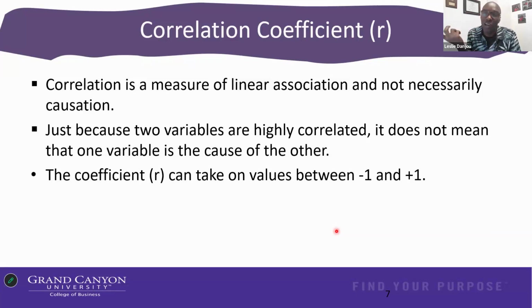You guys are going to see R. All right. Correlation is a measure of linear association and not necessarily causation. How are these two things correlated together? How does your independent variable and your dependent variable match up? It's not saying that it's causing it, but how well is it matched up? Here's a note to self.